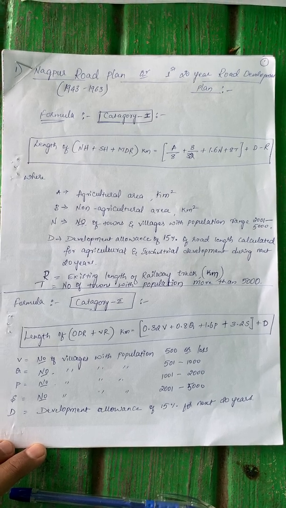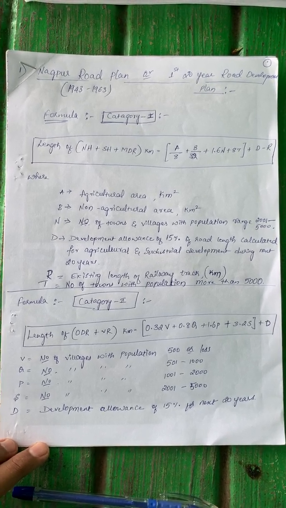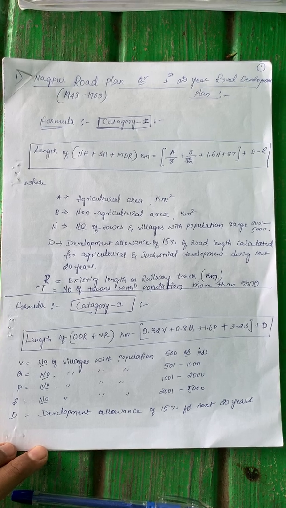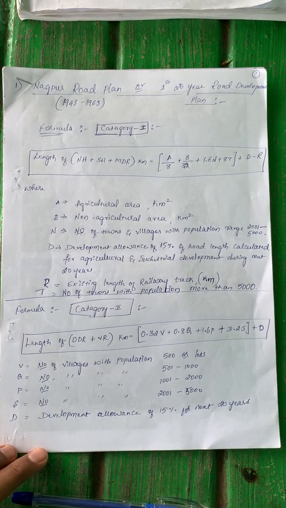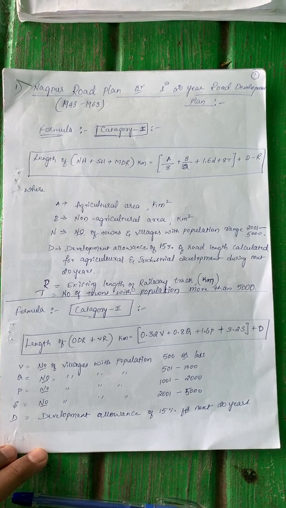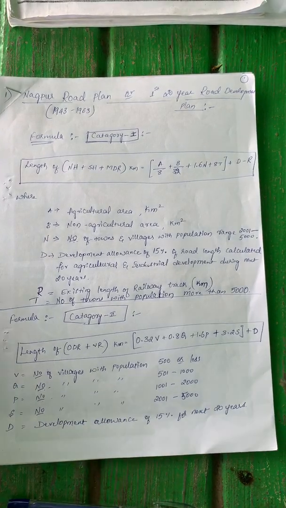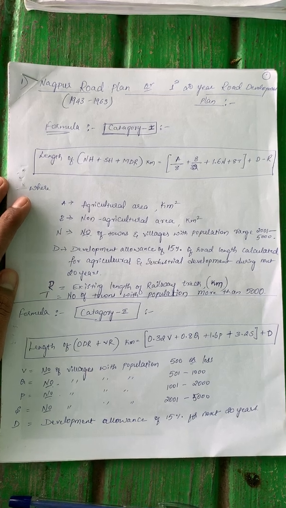Before moving to the topics, the first one is the Nagpur road development plan. It is also called the first 20-year road development plan, from 1943 to 1963. In this Nagpur road development plan, we have two categories.